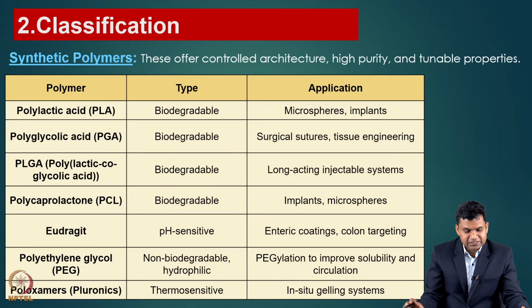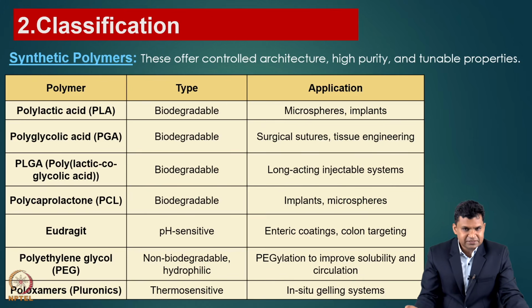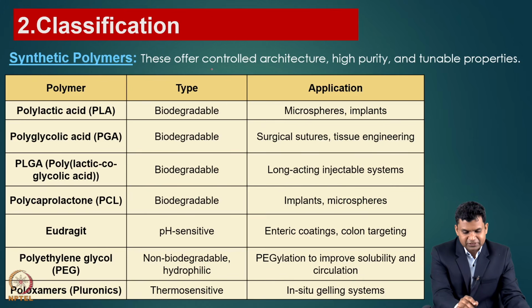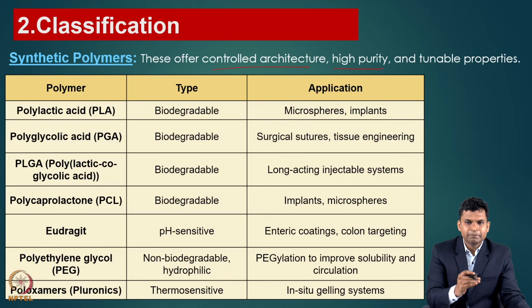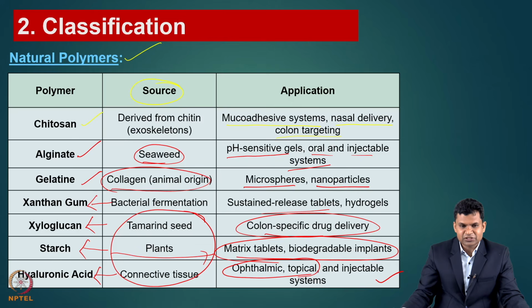Now, we are going to see the synthetic polymers. Yes, synthetic polymers have their controlled architecture. We can get high purity compared with the natural polymers, because a lot of impurities and toxic materials, heavy metals may come from the natural sources. So, that is one of the major limitations for the utilization in drug delivery.